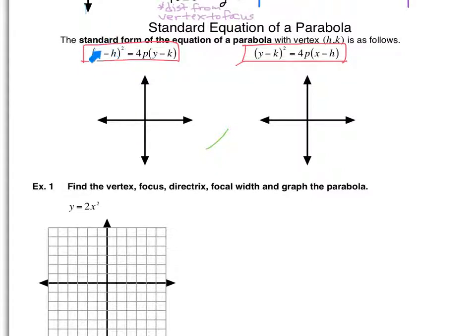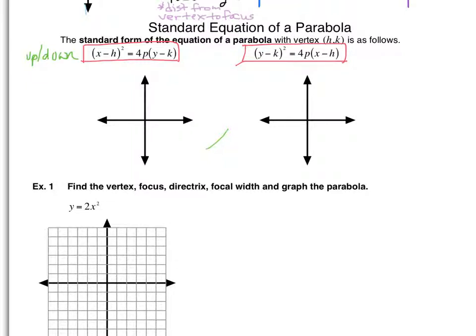Because the x is being squared, is this a parabola that opens up, down, or right, left? With the x being squared, we're going to have a parabola that opens up or down. So you need to know that. So up or down.